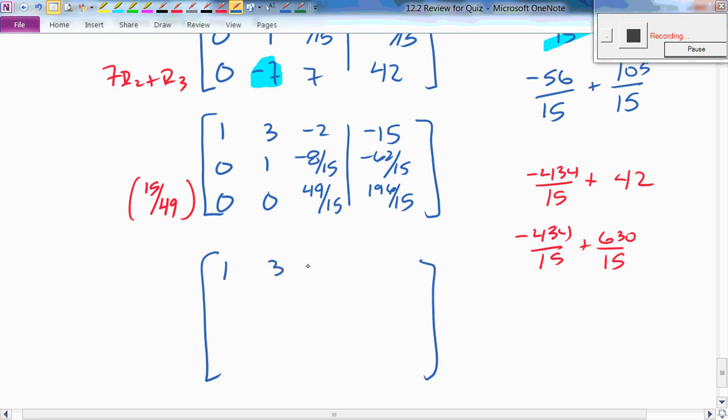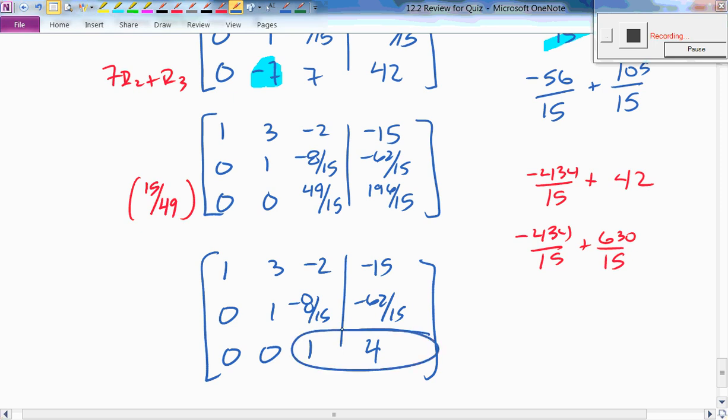1, 3, negative 2, negative 15; 0, 1, negative 8/15, negative 62/15; 0, 0, 1, and now 4. Very good. Awesome. 4. How sick is that? Now you know that z is a grand total of 4.